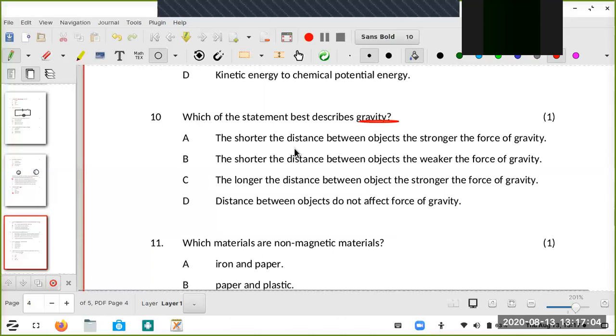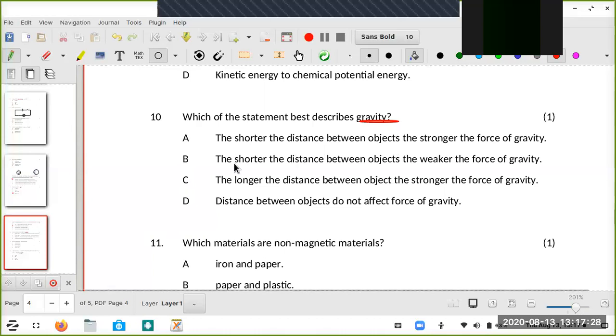We're looking at force of gravity here. The shorter the distance, so it means we're dealing with distance here. The shorter the distance between objects, the stronger the force. Yes, this is true. If distance is short, the force of gravity will be what? Higher, right?